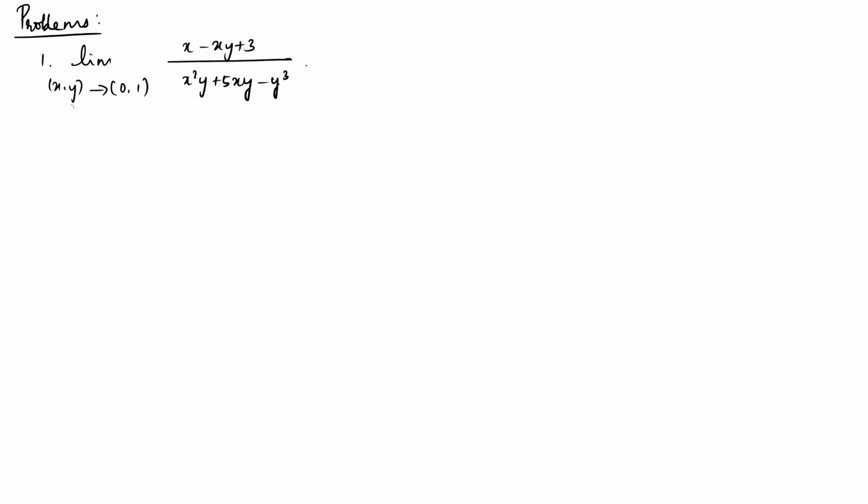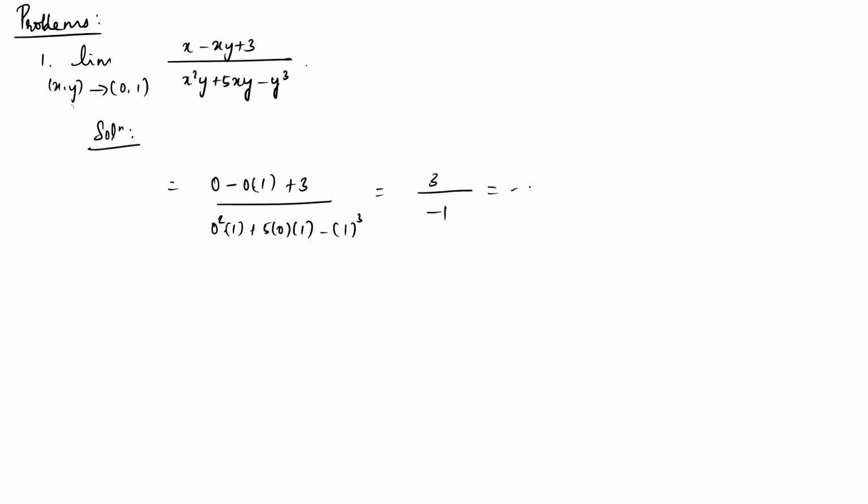That is the primary attempt that we make. In that attempt, if we are able to get some finite value, we conclude that that is the limit. The same thing that we are going to do here too. So when you apply it, you may have 0 minus 0 multiplied with 1 plus 3 upon 0 squared multiplied with 1 plus 5 multiplied with 0 multiplied with 1 minus 1 multiplied, 1 to the power cube. So the numerator is 3 and the denominator is minus 1. So it is minus 3. Yes, we are getting a finite value. So we conclude that this limit is minus 3.